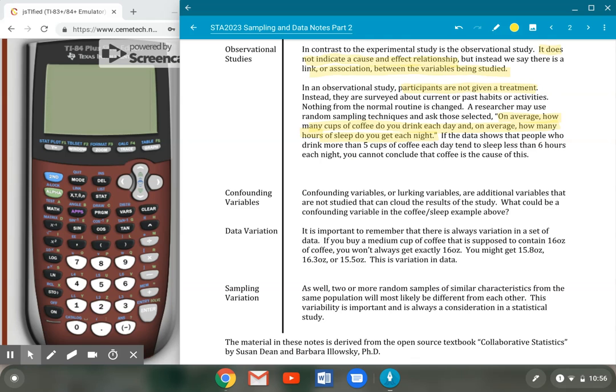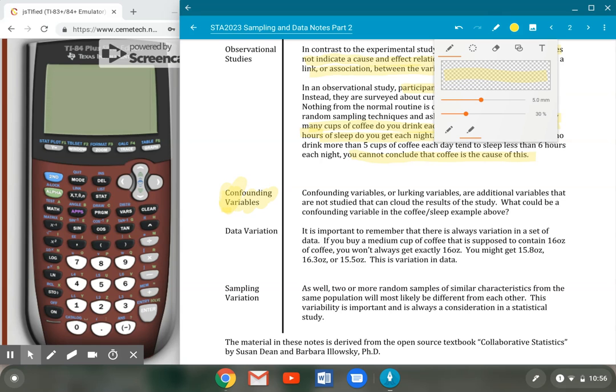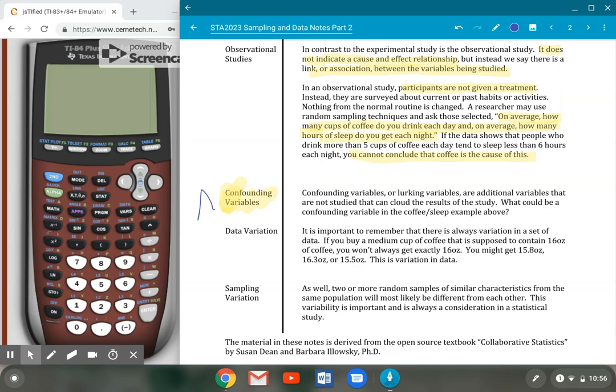I cannot conclude that coffee is the cause of this because of a confounding variable. A confounding variable is something we need to keep in mind with our observational studies. They're also known as lurking variables. These are additional variables that are not studied, that we didn't ask about, that can affect the other variables that we did ask about. So what could be a confounding variable in the coffee sleep study examined above?